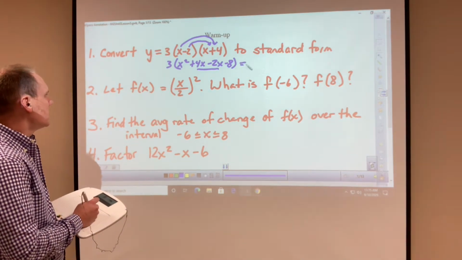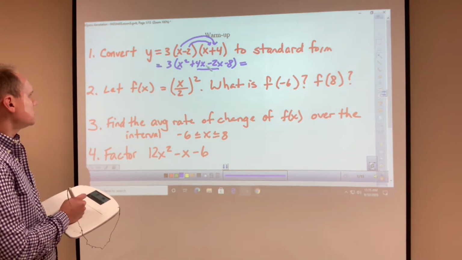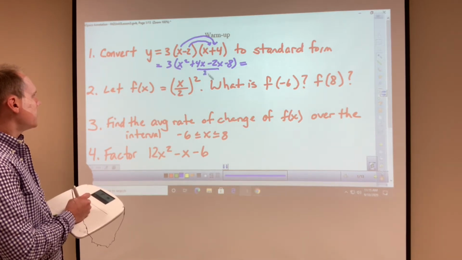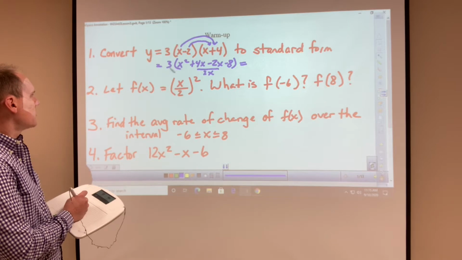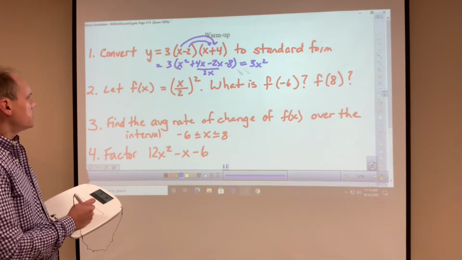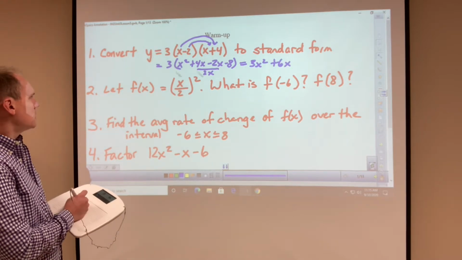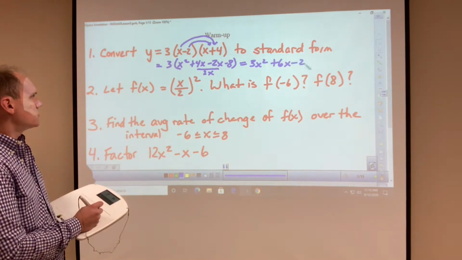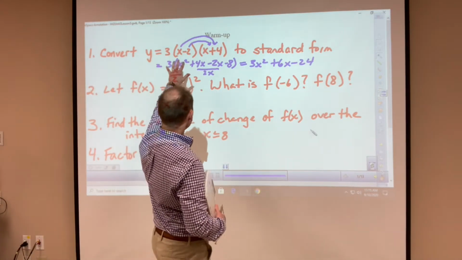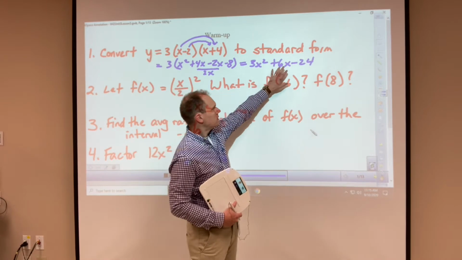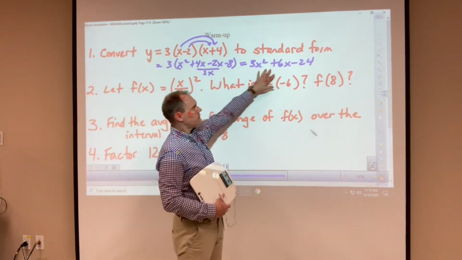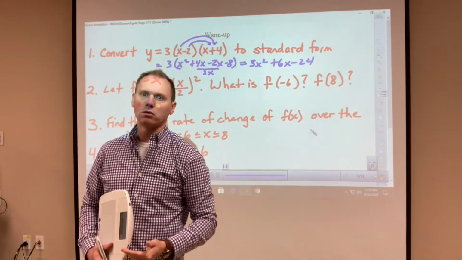Either way is fine. So this is equal to, we're going to have 2x in here, right? 4x minus 2x. So 3 times x squared is 3x squared. 3 times 2x is the 6x. And 3 times negative 8 is negative 24. So we've converted it from factored form to standard form. Now these are equivalent. You see the equal signs here. It's an equivalent form, just written in a different way.